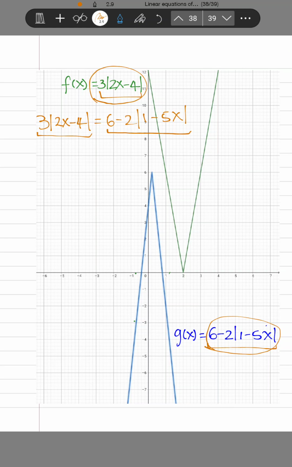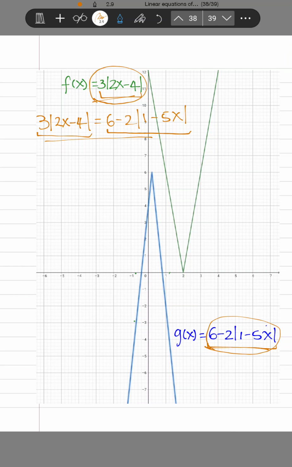Now, these functions f of x and g of x are equal. That is what the question says. Two graphs being equal means the two graphs will have an intersection point. That's the meaning of two graphs being equal. Two equations being equal means once we solve the equation, the number we get is an intersection point, nothing else.